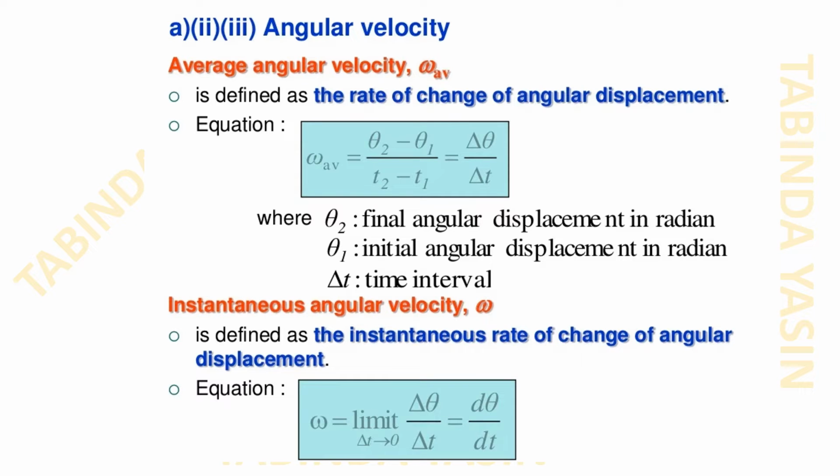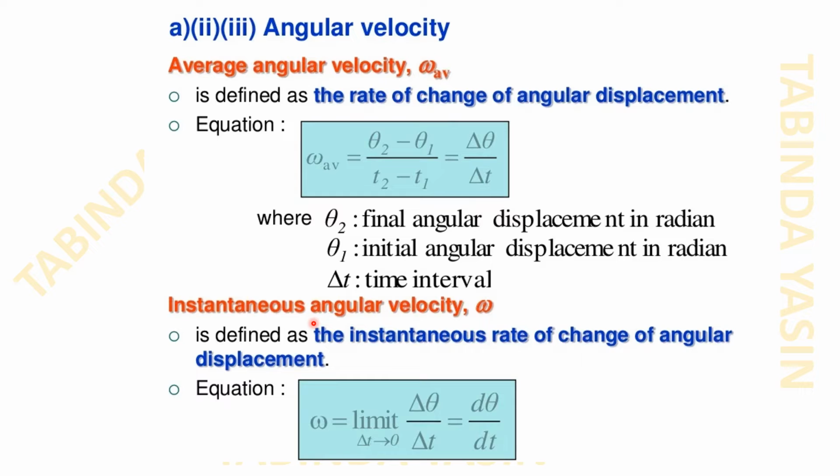Now the other thing we are going to discuss is the angular velocity. The average angular velocity, omega average, is defined as the rate of change of angular displacement, and the equation is given as omega average is equal to theta 2 minus theta 1 over t2 minus t1, which is equal to del theta over del t, where theta 2 is the final angular displacement in radian, theta 1 is the initial angular displacement in radian, and del t is the time interval.